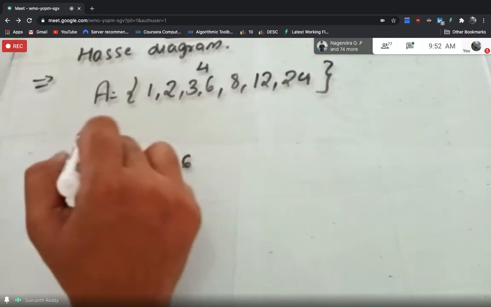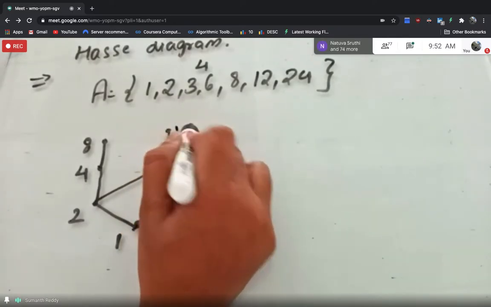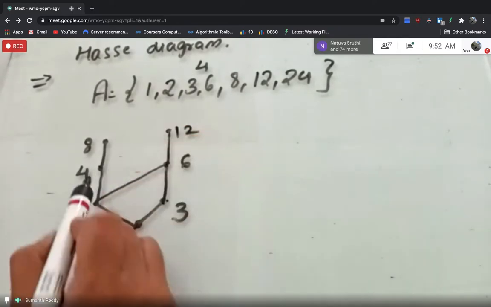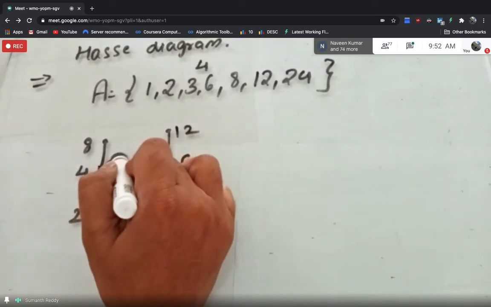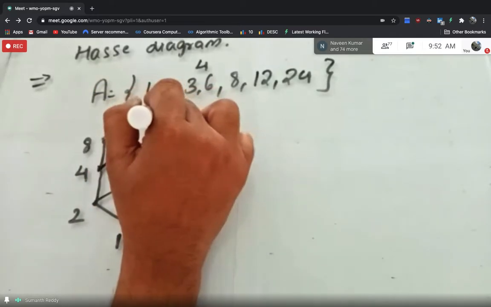12 I cannot write in this direction because 8 won't divide 12. So I need to include 12. But if I write 12 here, even 4 will divide 12, right? So for that reason I have to include one more line here. So finally I will write 24 here.